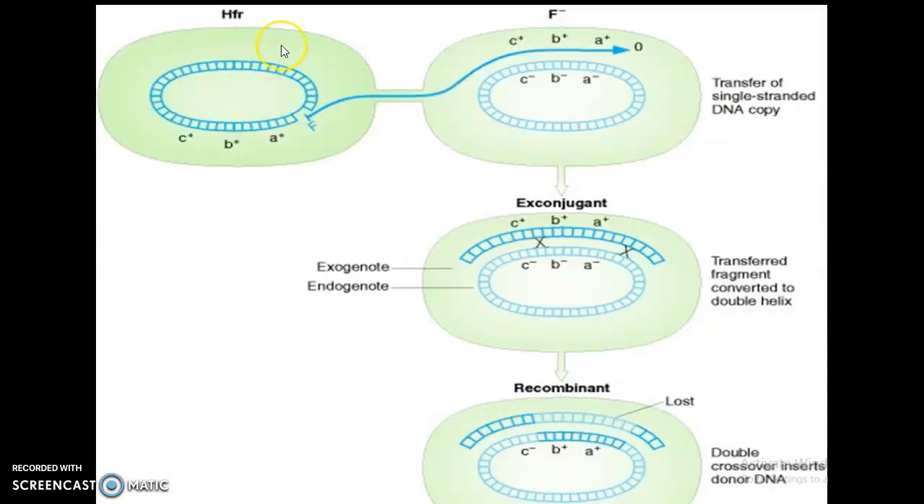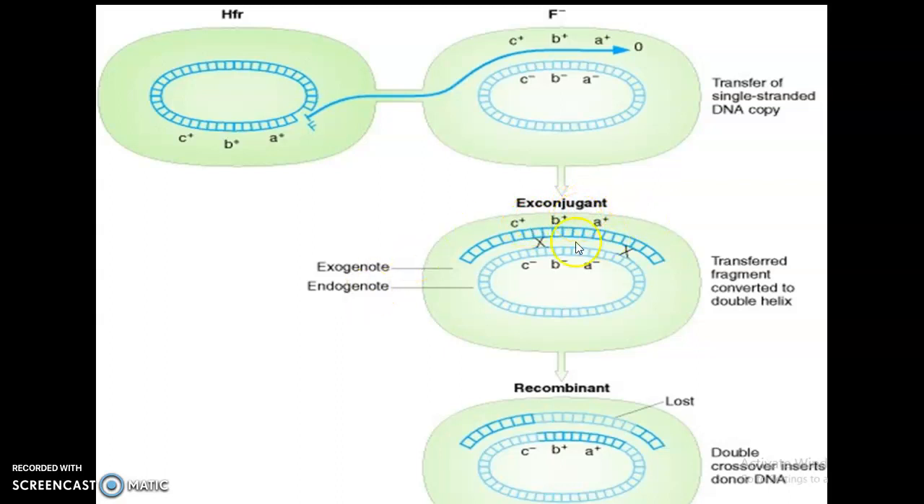You can see here, this is an HFR cell, and the transfer begins from the origin. This is the origin, which is near the integrated F factor. So the origin enters first, and the genes which are closer to the origin enter earlier, and the genes which are far away from the origin enter later. And this is an X conjugate, the cell with a linear DNA and its own DNA.